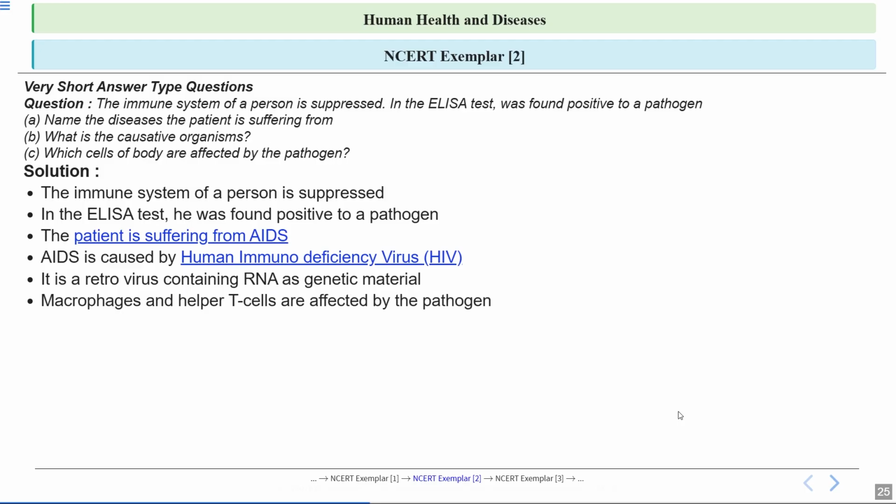Now, the main cells affected by HIV are macrophages and T helper cells. These cells are crucial for coordinating the immune response. So, when they are damaged, the whole system is compromised. Basically, HIV multiplies in these cells, macrophages and T helper cells, and slowly their number keeps on decreasing. That's why the immune system is compromised.